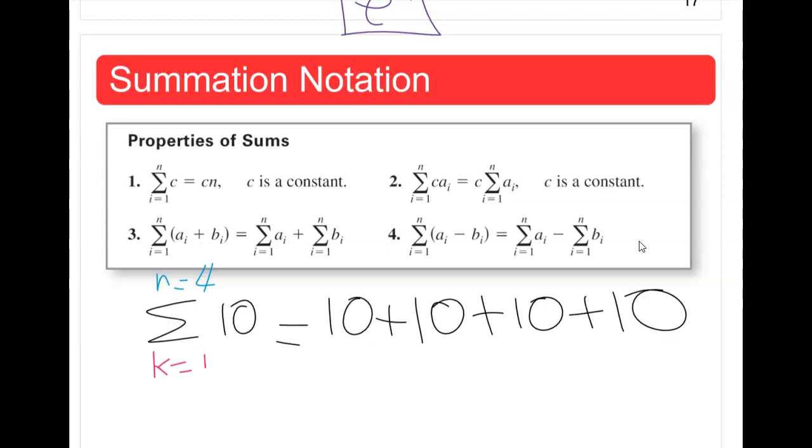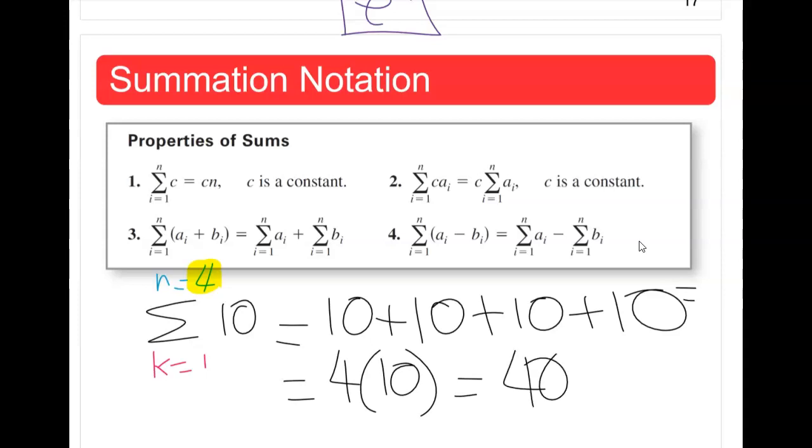Why are they all 10s? Well, because there's no n here that we can substitute. The summation only has a constant. So we have 10 added 4 times. And so that's the same as us saying, we look at what's the last number here, and it could have been just 4 times 10. And that is 40, which is the same as 40 over here.